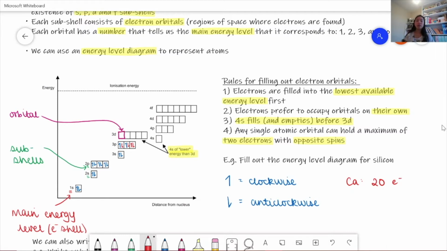But now we need to remember our rule about how 4s will fill before 3d. And so we need to fill 2 electrons into 4s instead of any in the 3d. And so this would be our energy level diagram for calcium.